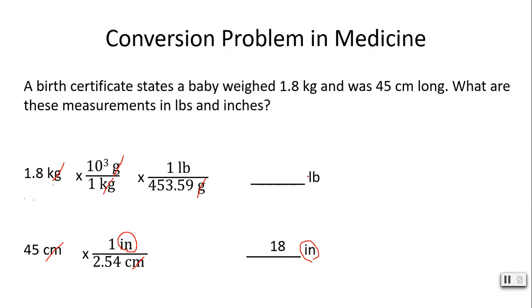And that's great because that's the final answer I'm looking for. I'm looking for an answer with the unit of pounds. So again, everything in the numerator is multiplied, things that are in the denominator are divided. My final answer will have 2 significant figures. So remembering the proper rounding rules should give you an answer of 4.0. So my son was 4 pounds and 18 inches when he was born. A little bit of a preemie.